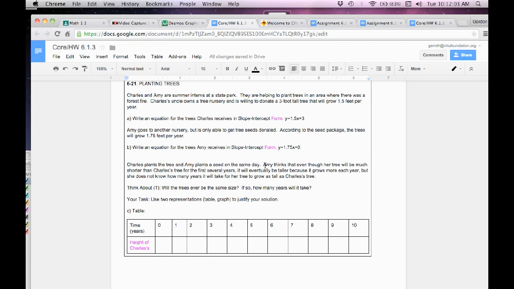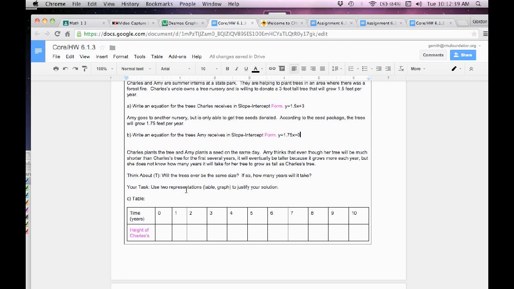It seems likely because Amy's tree grows faster, right? 1.75 feet per year versus 1.5, but it starts out shorter. So Amy's tree is going to be catching up from behind. If so, how long will it take? Well, I see it's about 1/4 of a foot faster every year. So it has to make up 3 feet. So it would make up 1/4 of a foot every year, or 1 foot every 4 years. So it would probably take 12 years. But again, this is think about it. We don't have to answer. It's just to think about it.